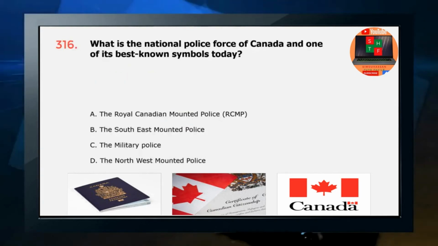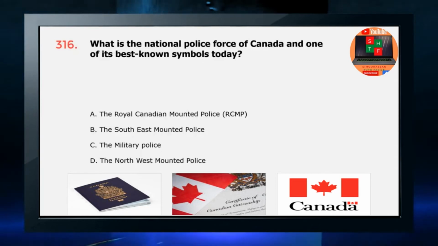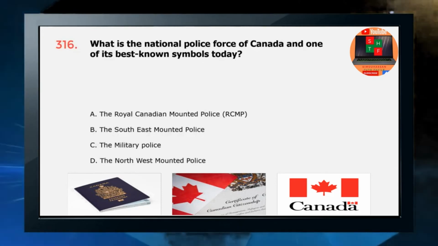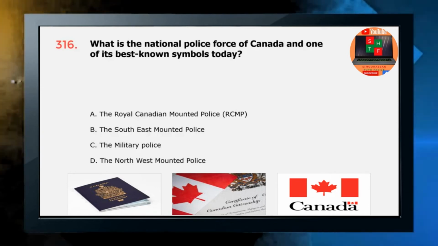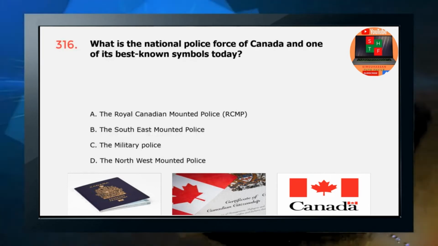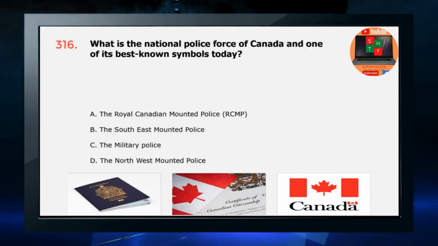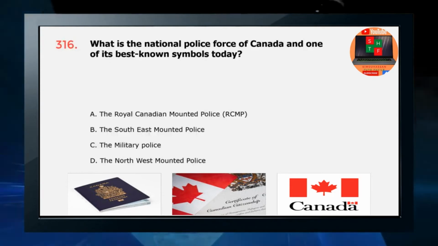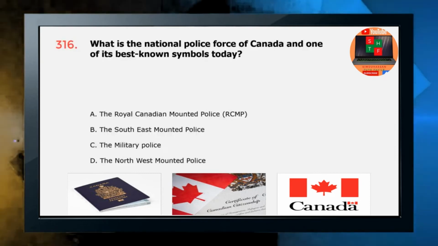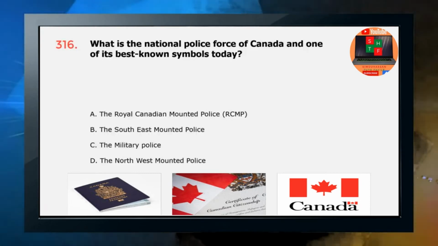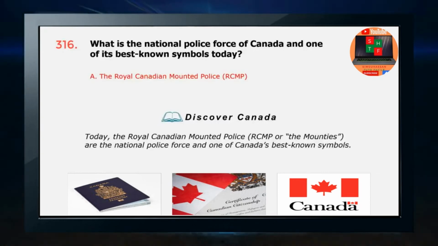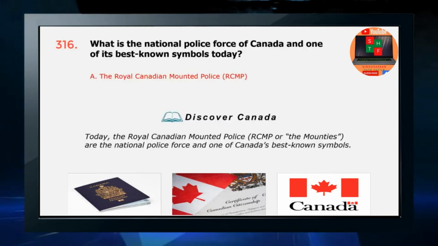Question 316. What is the national police force of Canada, and one of its best-known symbols today? A. The Royal Canadian Mounted Police, RCMP. B. The South East Mounted Police. C. The Military Police. D. The Northwest Mounted Police. The answer is A. The Royal Canadian Mounted Police, RCMP.